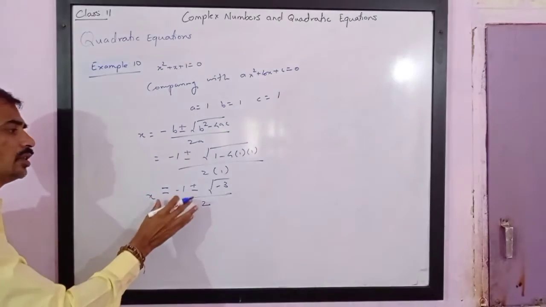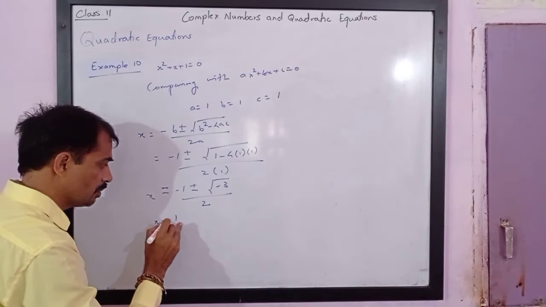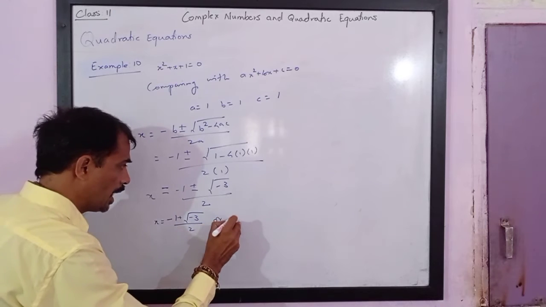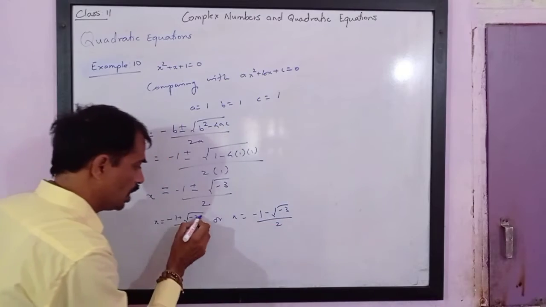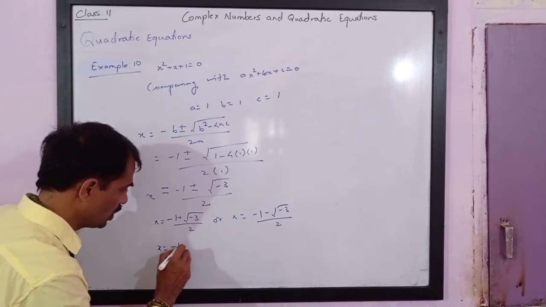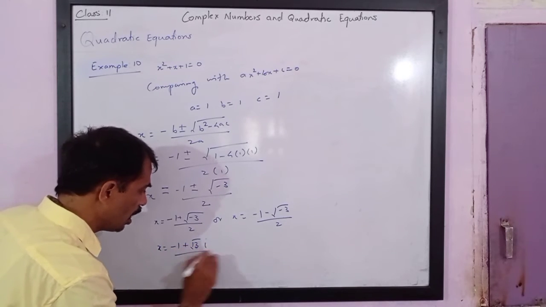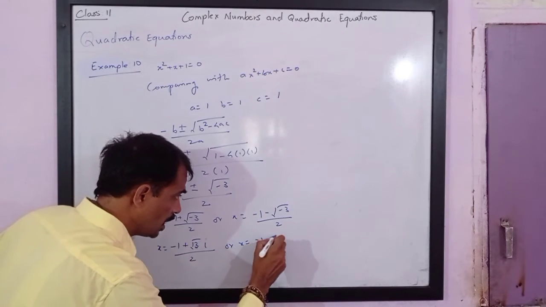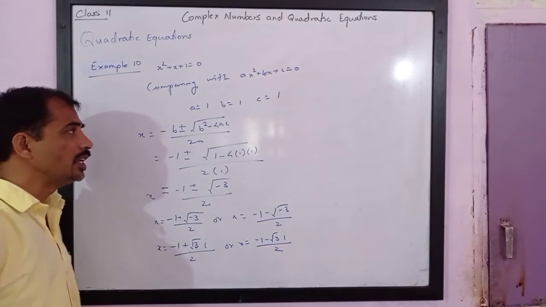We have got two possibilities. It means x is equal to minus 1 plus root of minus 3 upon 2, or x is equal to minus 1 minus root of minus 3 upon 2. We already know how to represent negative numbers under root. That is, it means x is equal to minus 1 plus root of 3i upon 2, or x is equal to minus 1 minus root of 3i upon 2. So these are the two possibilities of the root.